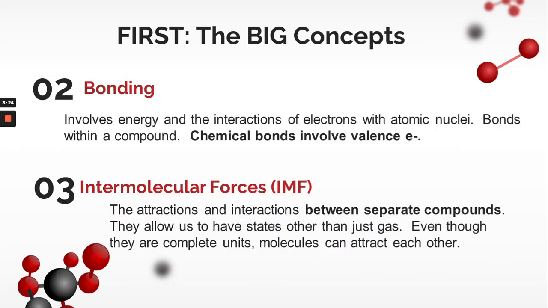So this unit is going to touch on several things. It's going to touch on bonding. Bonding in general involves energy and the interaction of electrons with atomic nuclei. The bonds are within the compound itself. They're holding one atom to another, and it only actually involves the valence electrons. So this is something we've learned about before that's coming back. We need to be able to count the number of valence electrons that are in any particular atom.